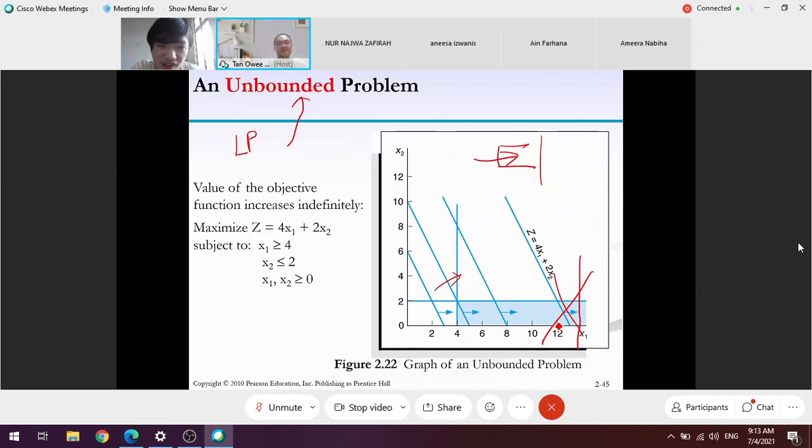Okay, so those are the three conditions. Unbounded, your project, I give you a clue. If your project is unbounded, then you have to develop a few constraints to close your feasible area.